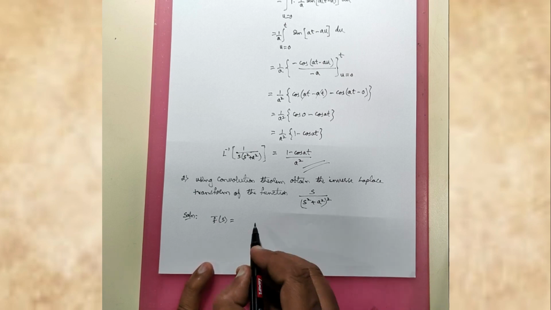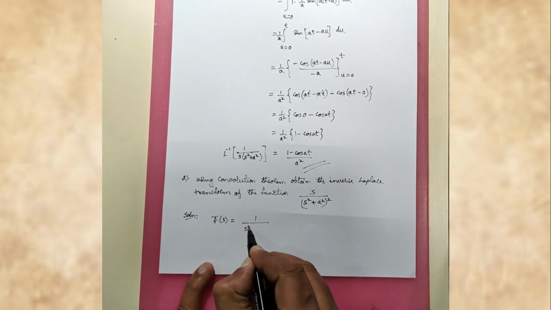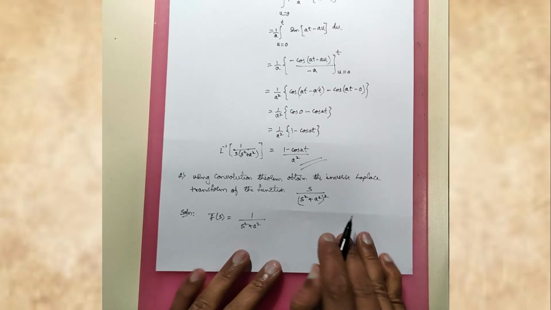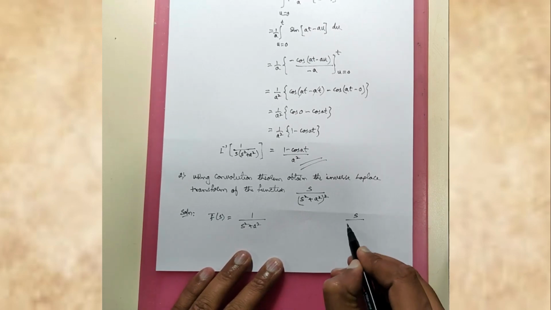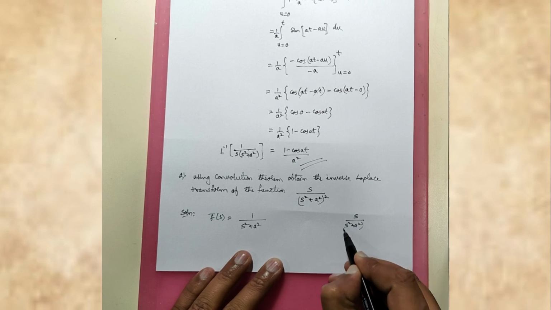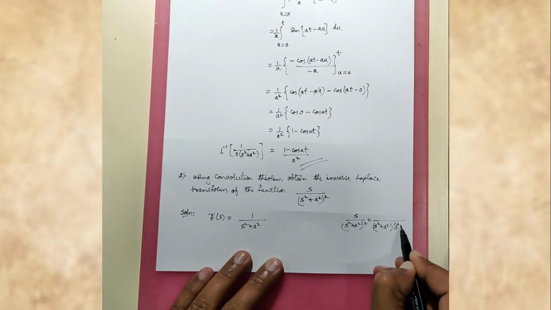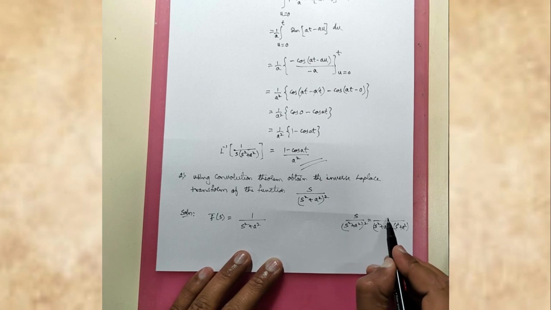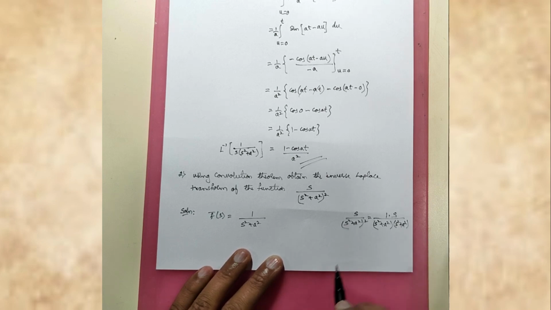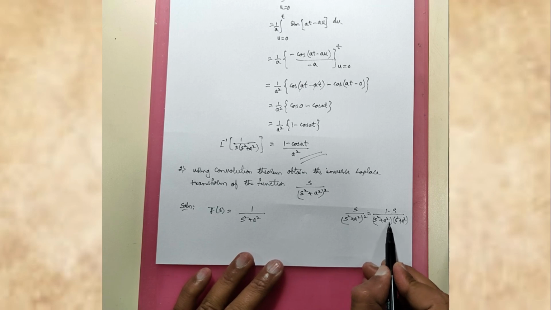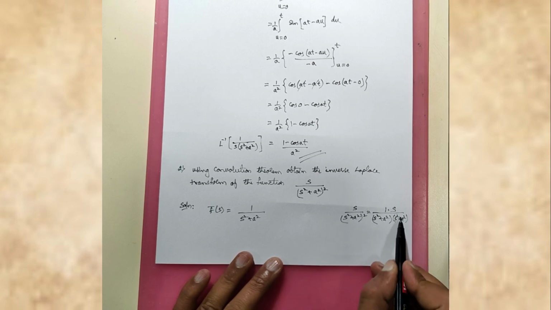Can I write this as 1 by s square plus a square? I'll show you over here. It is s by (s square plus a square) whole square. So in the denominator you get s square plus a square, one expression, into s square plus a square. This is how you can write. So here s is there, either you write s into 1 or 1 into s. So I can take 1 by s square plus a square as one value, f bar of s, or s by s square plus a square as g bar of s.